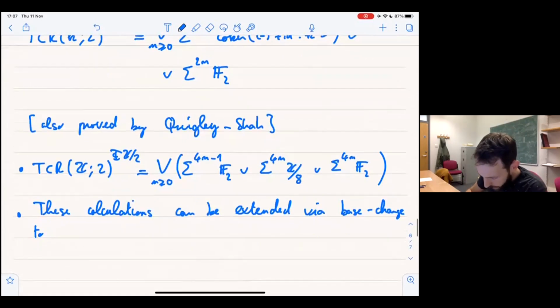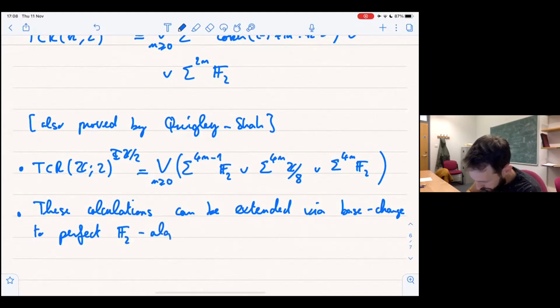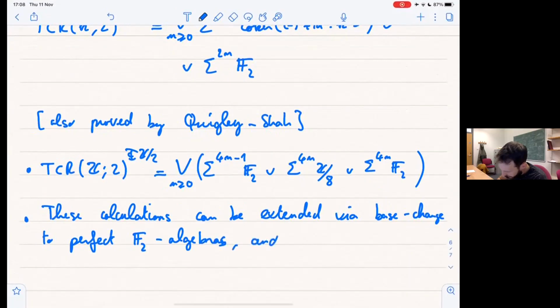Well, the first one to perfect F2 algebras by base changing from F2. And the second to 2-torsion-free rings with perfect modulo 2 reduction.